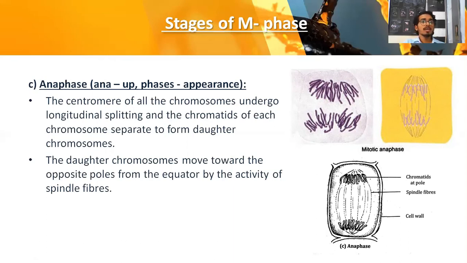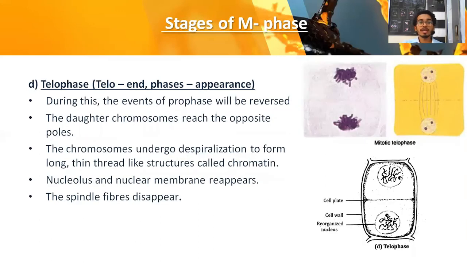That is a peculiar characteristic of anaphase. Once this is done, the cell will enter the next stage called telophase. Telo refers to end, phase refers to appearance. So telophase can also be called the reciprocal of prophase, the inversion of prophase. During this, the events of prophase are reversed, as I told you now. The daughter chromosomes reach the opposite poles.